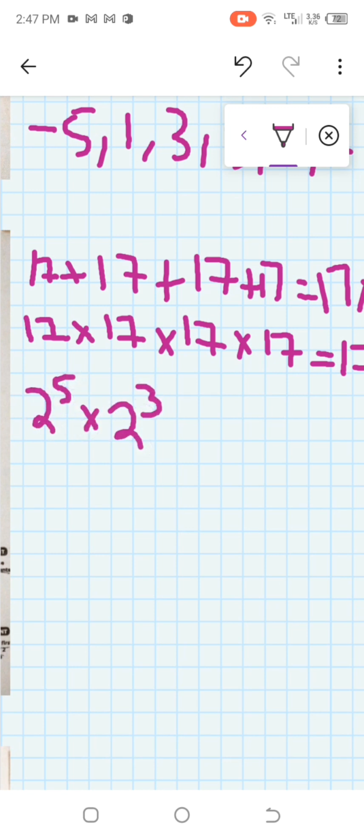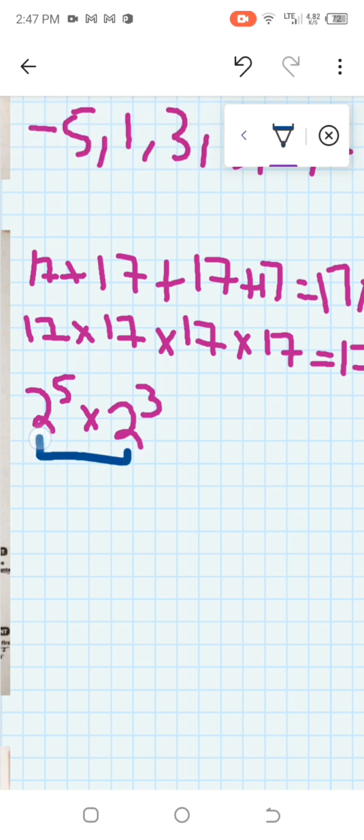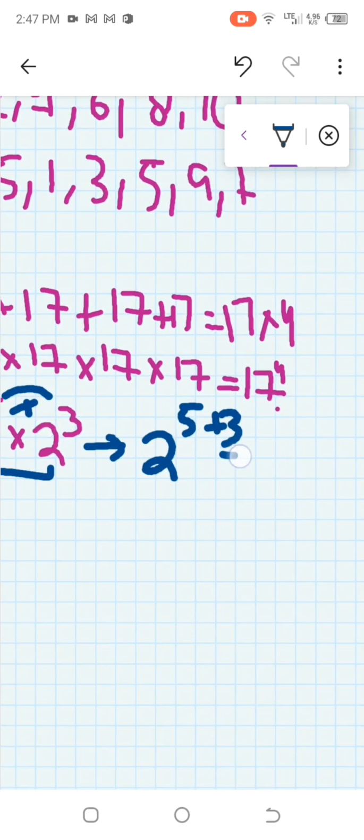Now just memorize this. If the base is same, अगर दोनों की base same होगी, so powers will be added. Powers will be added. How? If we have base is same, so you're gonna write the base one time and power will be added. 5 plus 3 is equal to 2 power 8.